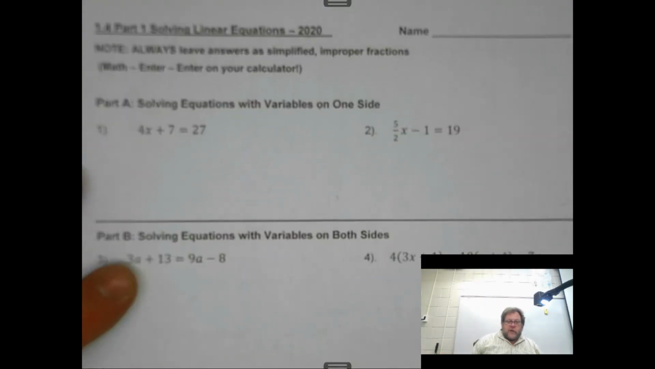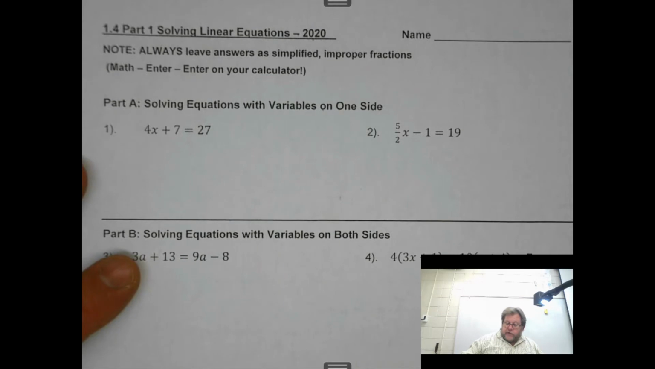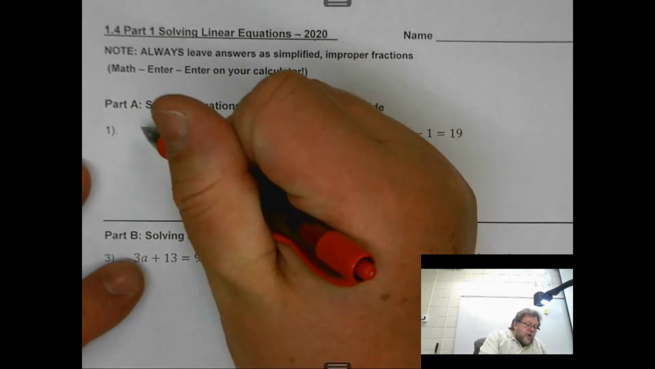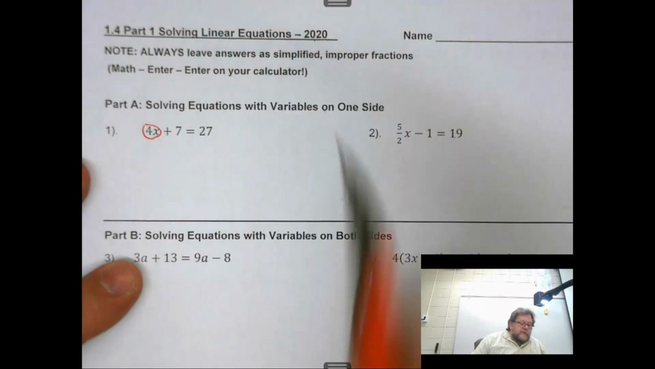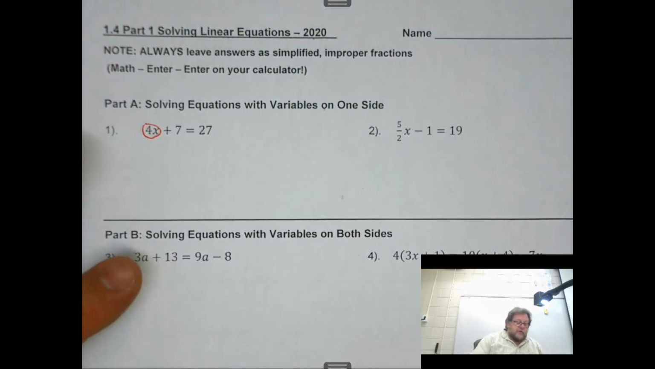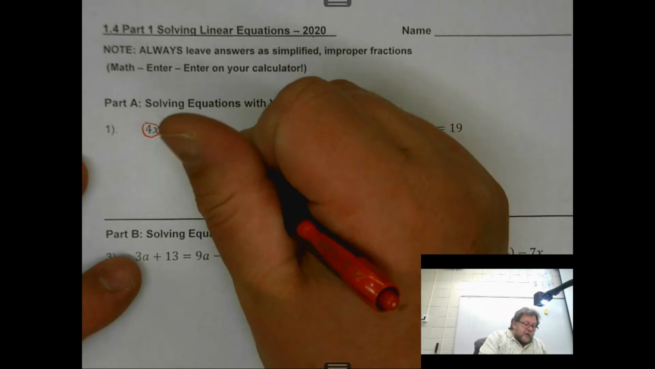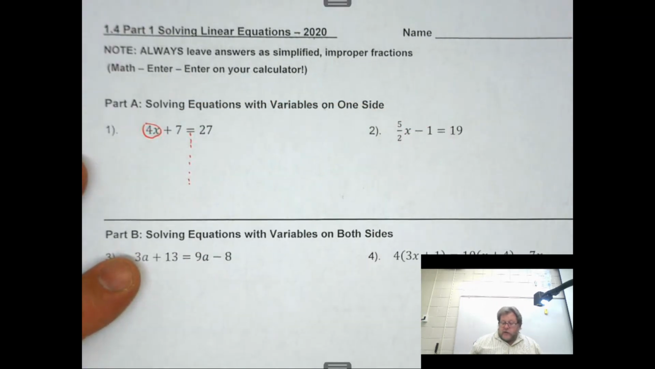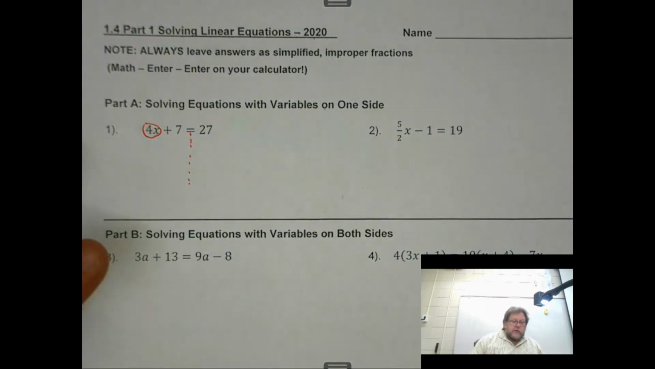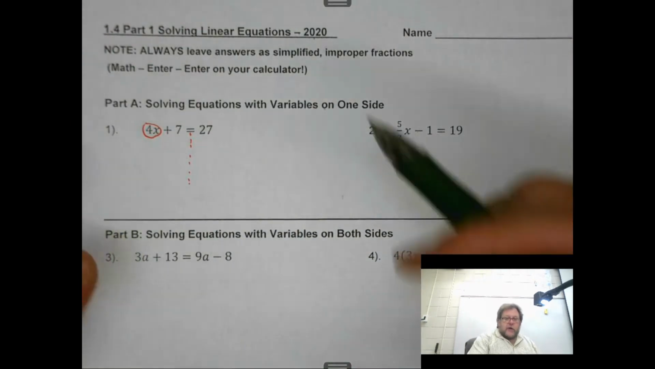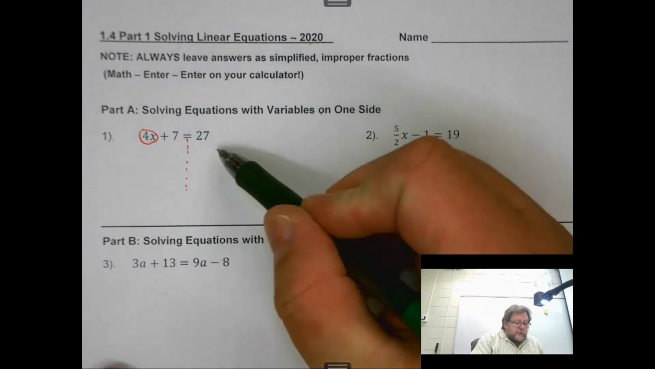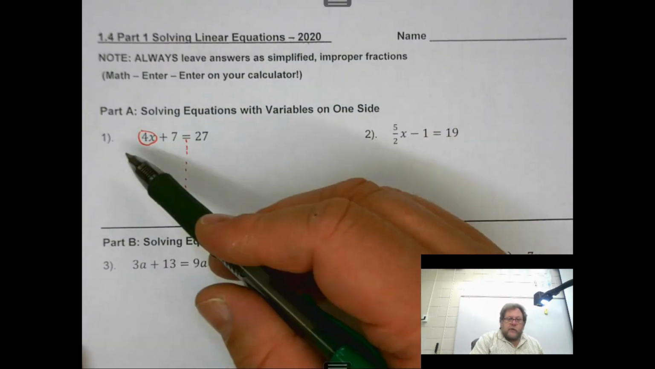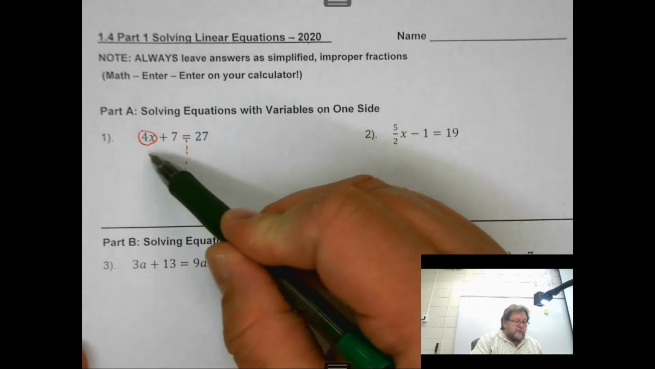And the first thing I'm going to do here is get my variables on one side. So here's my variable term, 4x. I want to get that on one side of the equation and the number on the other side. If it helps, draw a dotted line there, because whatever you do to one side, you have to do to the other. It also helps you keep things straight, because I see students many, many times, even in Algebra 2, do the same operation to the same side.